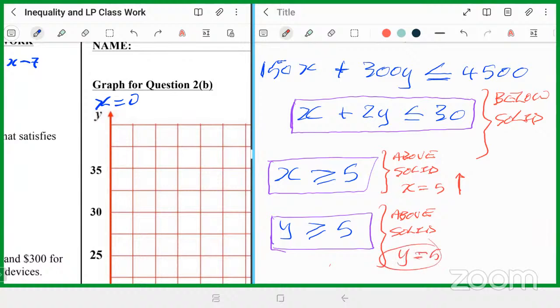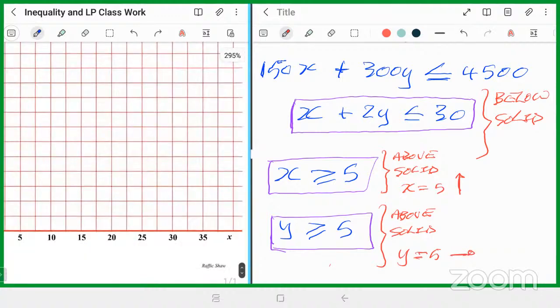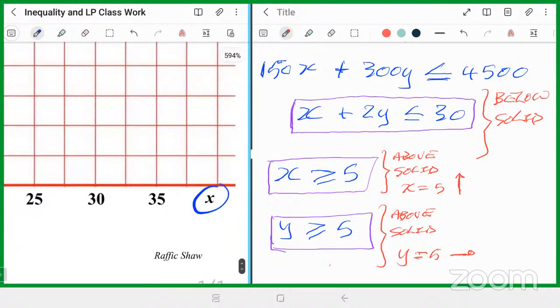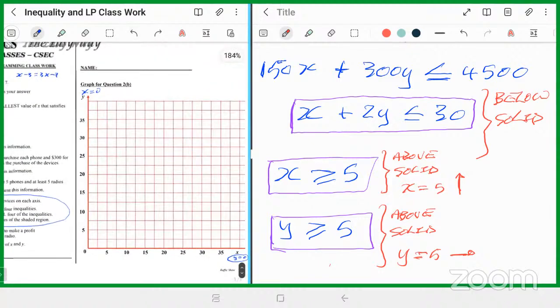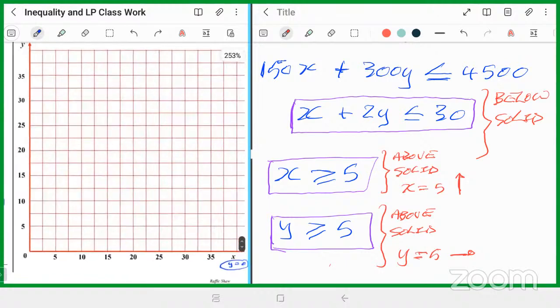Now y equals 5 is a horizontal line passing through 5. If you don't remember, you can remember it this way: the x-axis is the line y equals 0. That's the equation of the x-axis, y equals 0. So y equals 5 is going to be horizontal like the x-axis and pass through 5 right here. So that's y equals 5. All right, so we now have all the information we need to draw this graph.